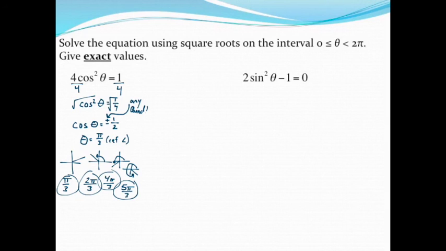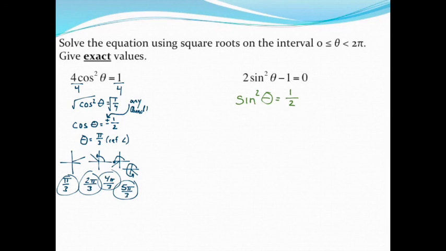Alright, I'll go ahead and show you one more, although this would be a great time to maybe pause the video and try this on your own if you want to do that. Once again, I want to start by getting the squared part isolated. So I'm going to go ahead and add the 1 over there. And then at the same time I'll divide by 2, so I end up with sine squared is equal to 1/2.